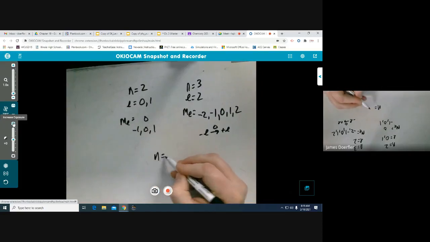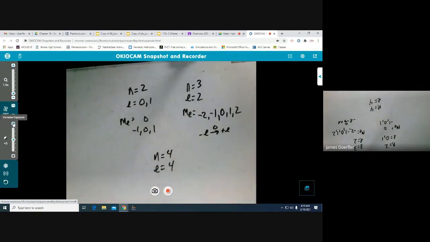Now, if I had n equals 4 and L equals 4, first of all, is that possible? Why not? Why is L equal 4 not possible? Because L values are equal to 0 all the way to n minus 1. So if n equals 4, can we ever have an L value equal to our n value? No, we cannot.